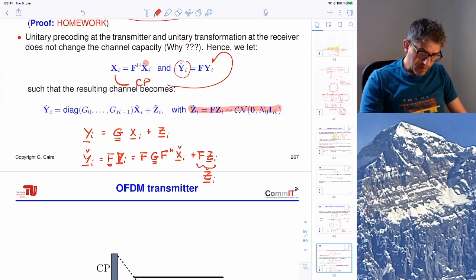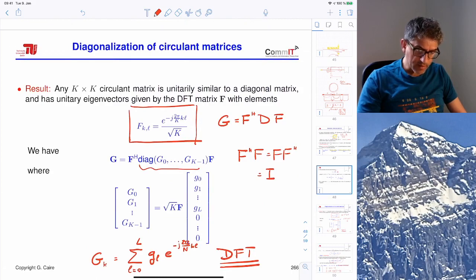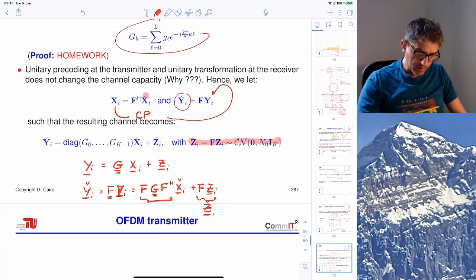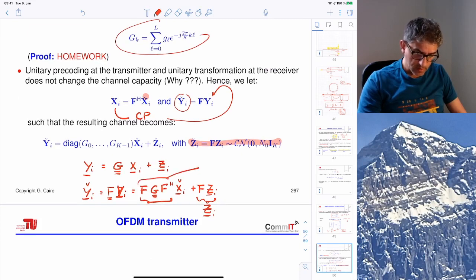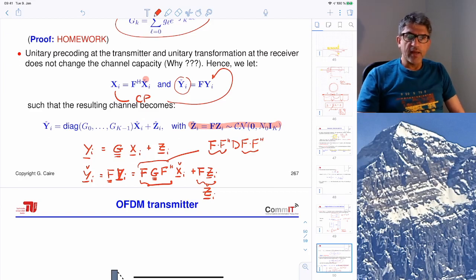And here what we have, since we know that our matrix G is F Hermitian times diagonal times F, is that now we have F times F Hermitian diagonal F times F Hermitian. This is identity, so this matrix is exactly the diagonal. So this discrete Fourier transform pre-coding and transformation at the output diagonalizes the channel.